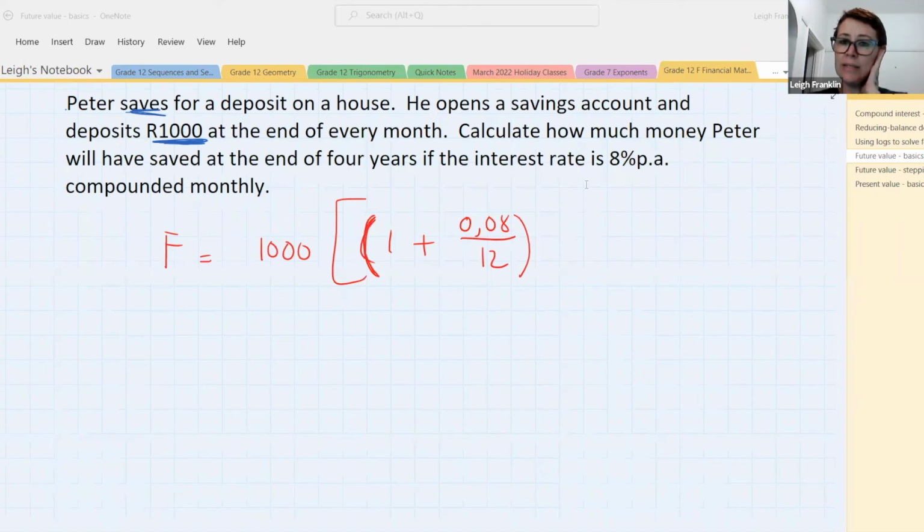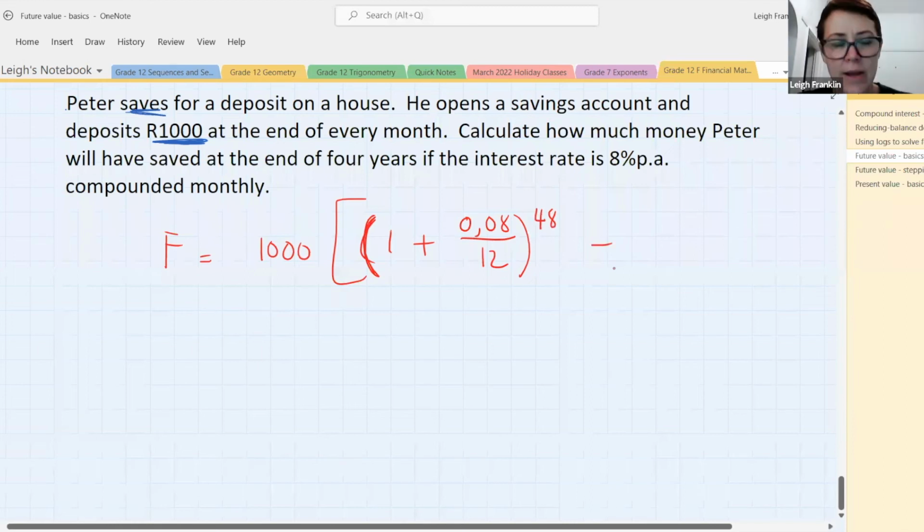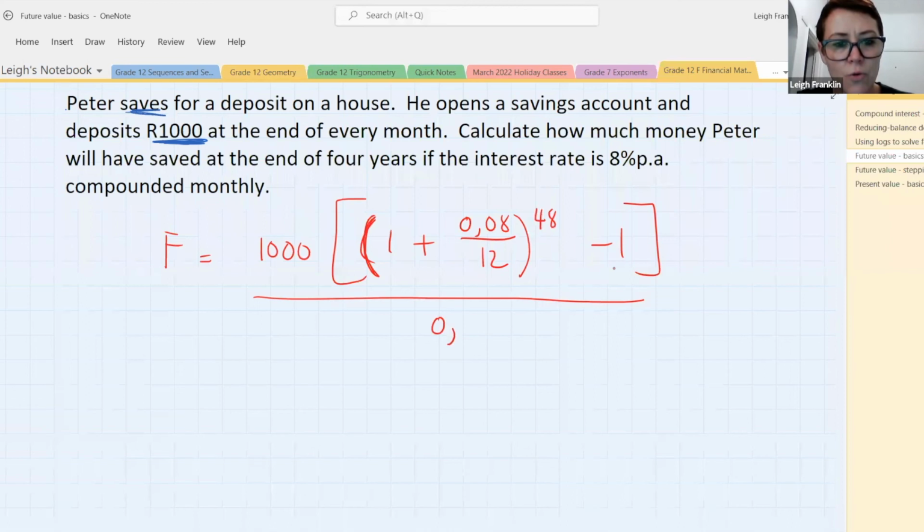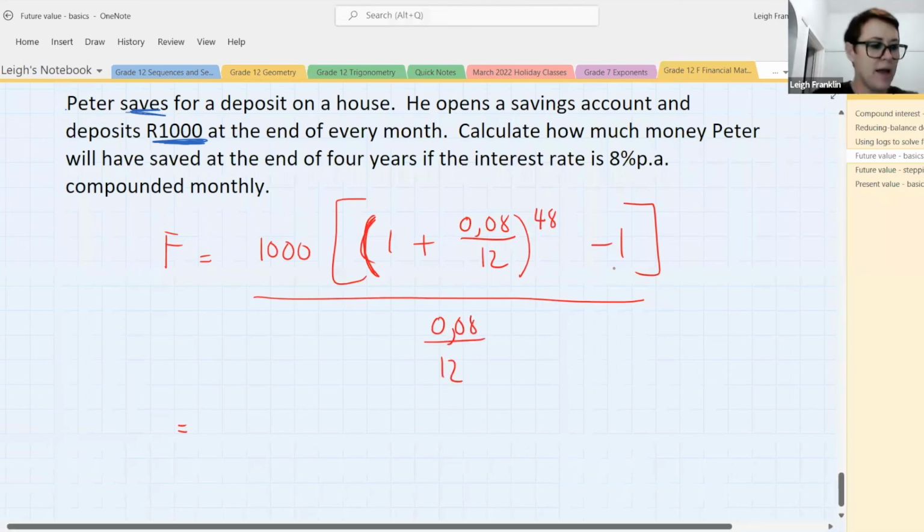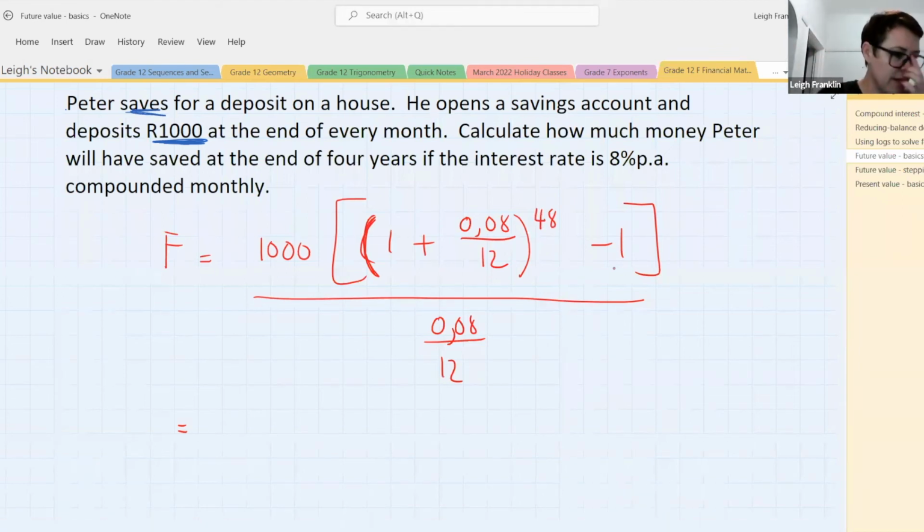Indeed, Tsepiso. Oh, wow, you guys have already worked out the answer. Goodness me, I feel so slow. Well done. That's great. Okay, let's have a look. 48, minus 1? No, no extra payment in this case. 0.08 all over 12. And then of course, we know what to do with this now. We would pop it into our calculator and work out our answer.